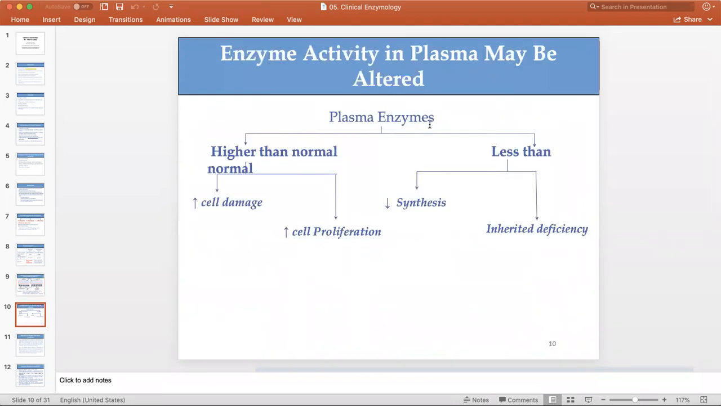So let's see, plasma enzymes, if they are higher than normal, they come either from your cell damage or increase in your cell proliferation. Whereas on the other hand, if the plasma enzymes are less than the normal, this mainly comes from your inherited deficiency. They were born with this, like they might be having autosomal recessive diseases, so they have lack of certain enzymes, or it might be just because of decrease in the synthesis of the enzyme. So that's why we are detecting low levels.